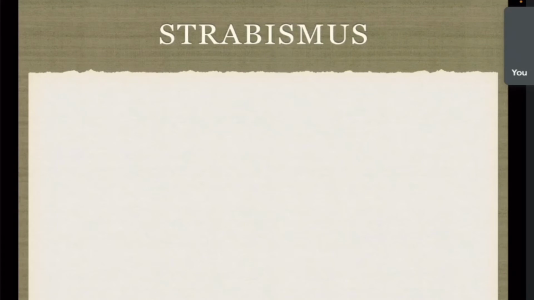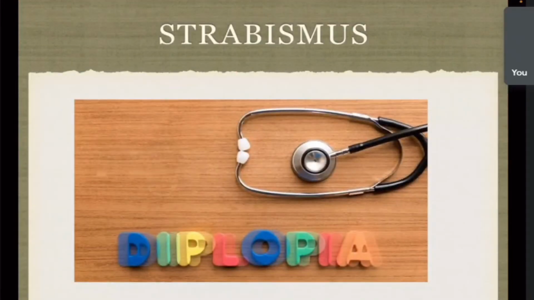What is the other common term for strabismus? Squint. Yes, squint. In strabismus, what happens? The patient will see like this. There will be diplopia. What is diplopia? Diplopia is known as double vision. So you can see all the letters are seen as double. The patient will complain of diplopia.